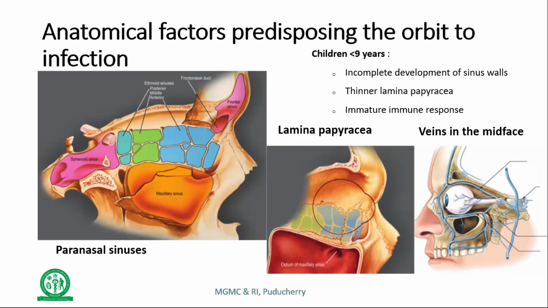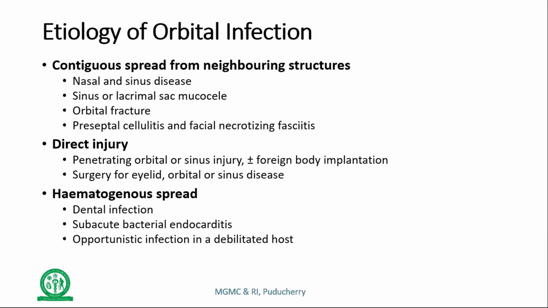Now let's quickly review the anatomical factors that predispose the orbit to these infections. The first thing is the orbit is surrounded on three sides by the sinuses: superior, medial, and inferior. And also the orbital bones, especially the medial wall, the lamina papyracea, are very, very thin. There are a lot of orbital foramina which communicate in and out of the orbit, as well as valveless veins and the lymphatics. All these predispose. In addition, in children, there is an immature immune response. So all these predispose the orbit to infections.